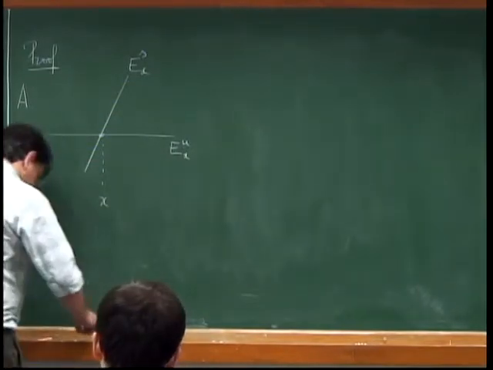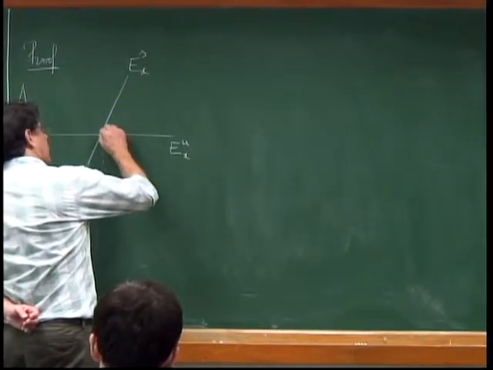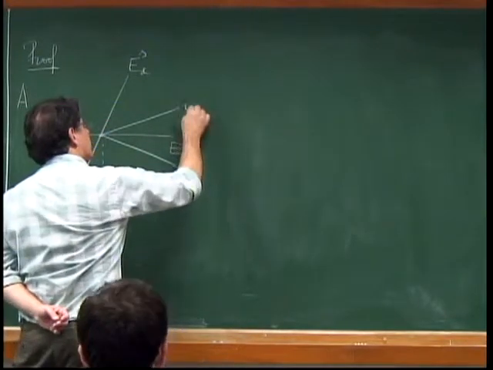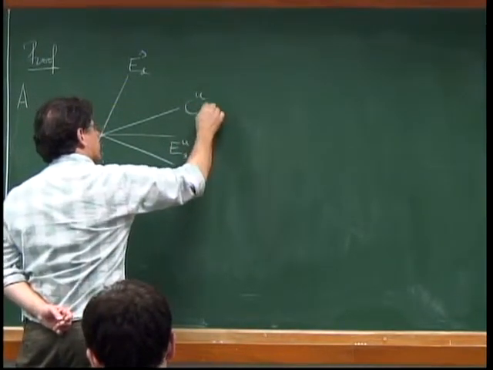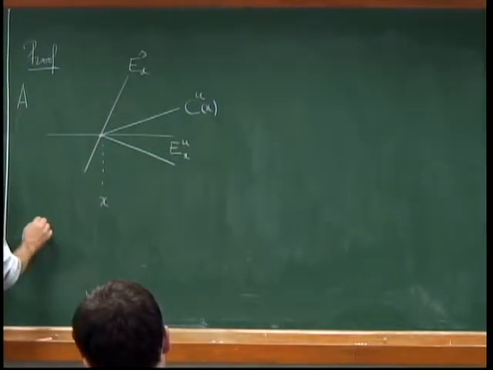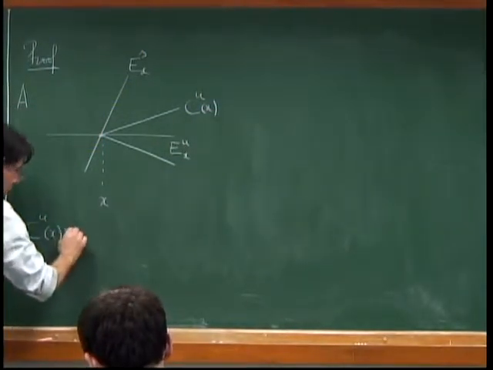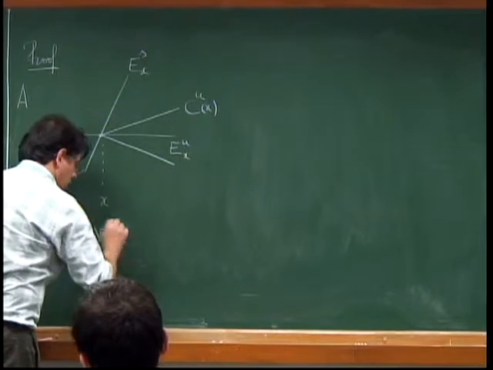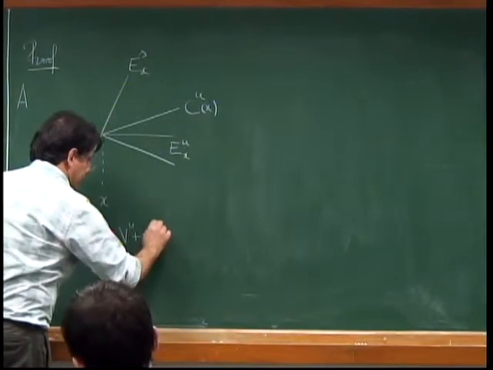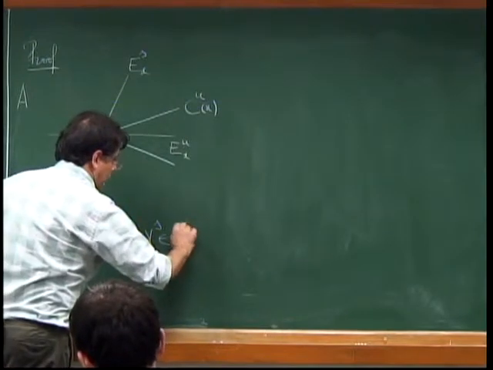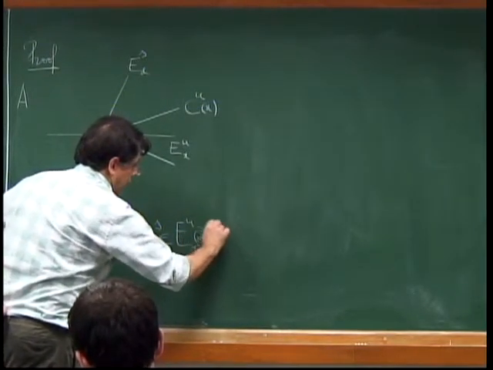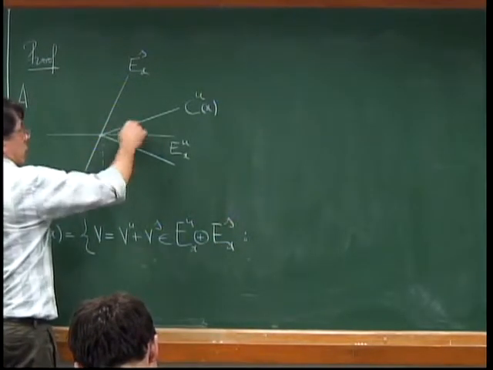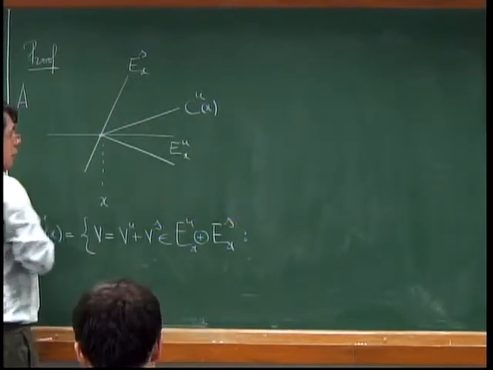Okay, so let us consider something that I'm going to call the unstable cone at x. What is the unstable cone at x? It is the set of vectors v of the form v_u plus v_s in E^u_x plus E^s_x. That's what I'm trying to describe here. This is this quadrant here.